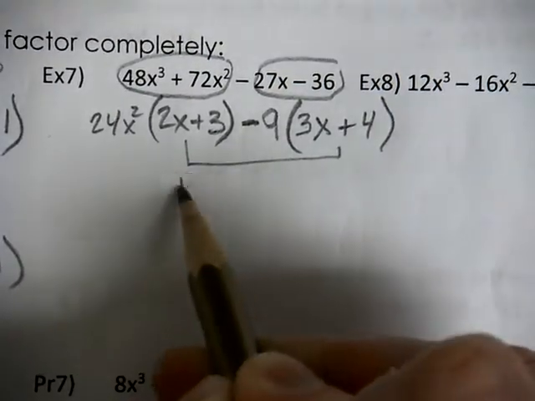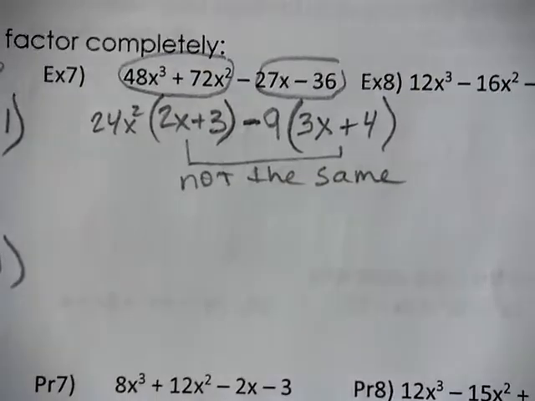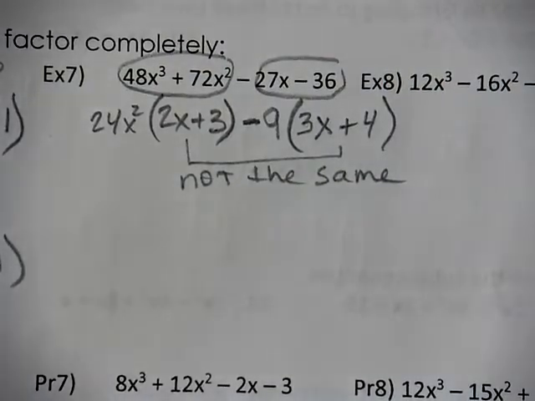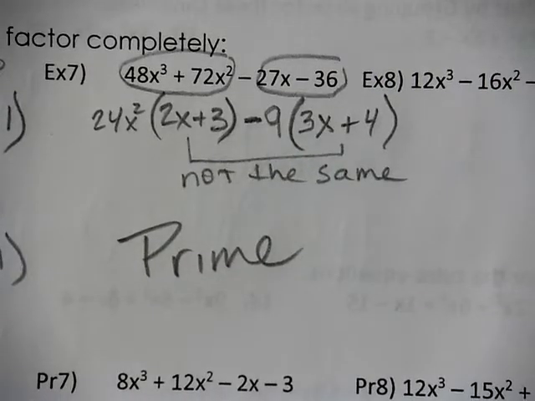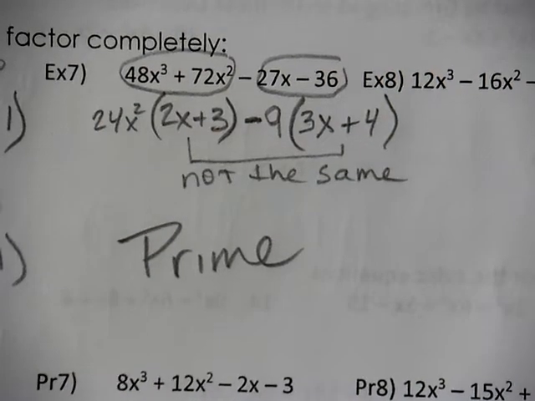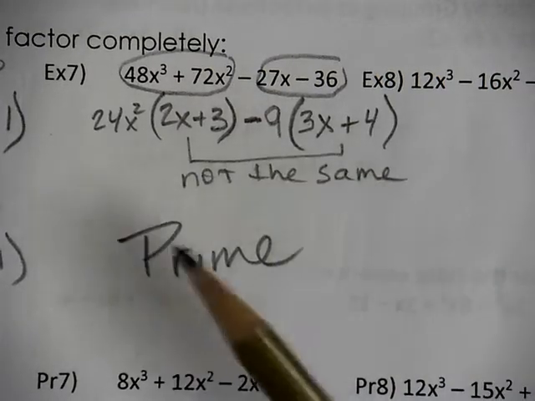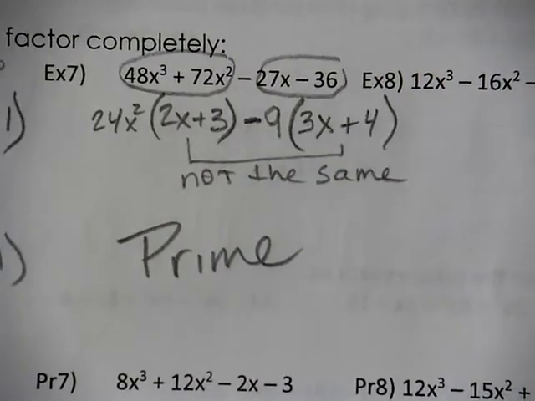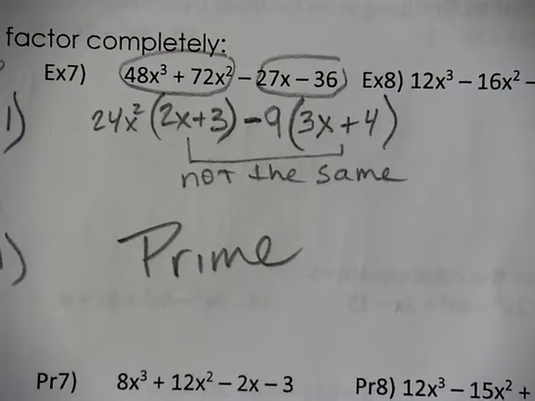These parentheses are not the same. So we could call this prime. It might not be prime. It might actually be factorable in a different method. But it's not factorable by grouping, that's for sure, because the parentheses are not the same. We'll just say that it's prime because we can't break it into factors. On the test, will there be prime? That is a possibility.